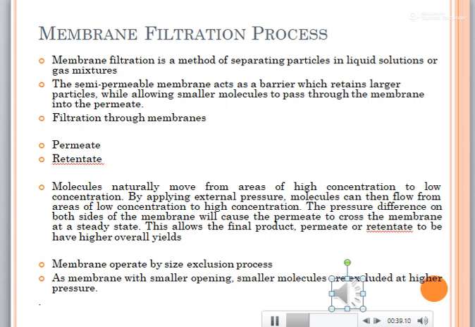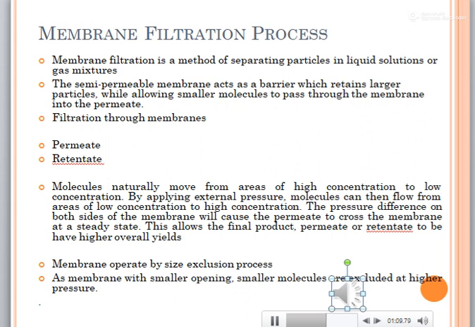Filtration through a membrane. The purified water that goes through a membrane is known as permeate, and the smaller amount of material that doesn't go through the membrane is retentate. Membranes operate by a size exclusion process. As membranes with smaller openings are used, smaller particles and even molecules and ions are excluded, but higher pressures are required and more energy is consumed.